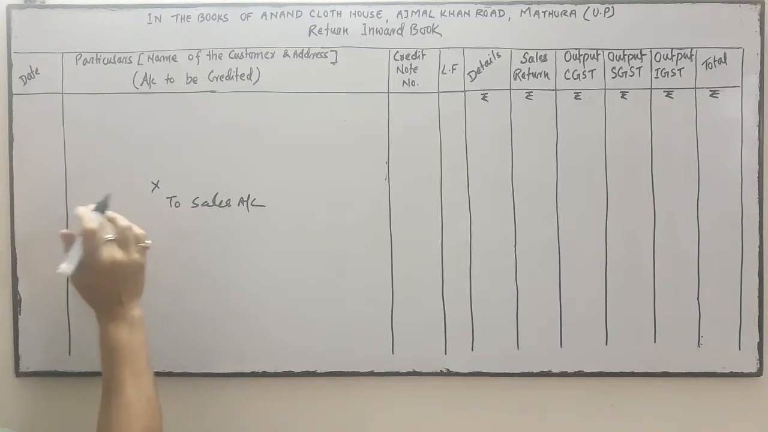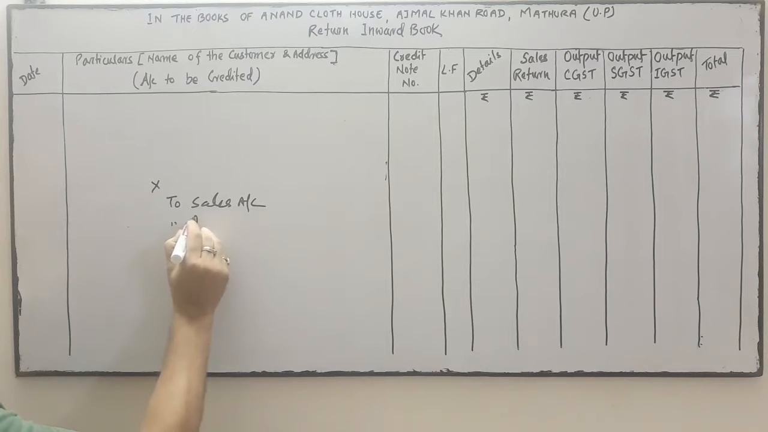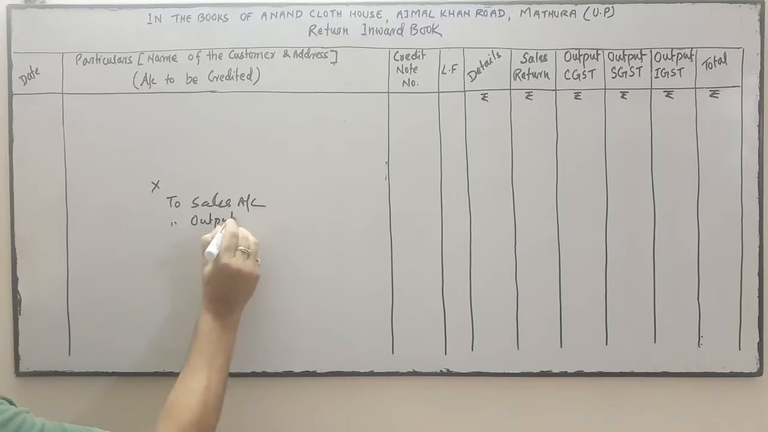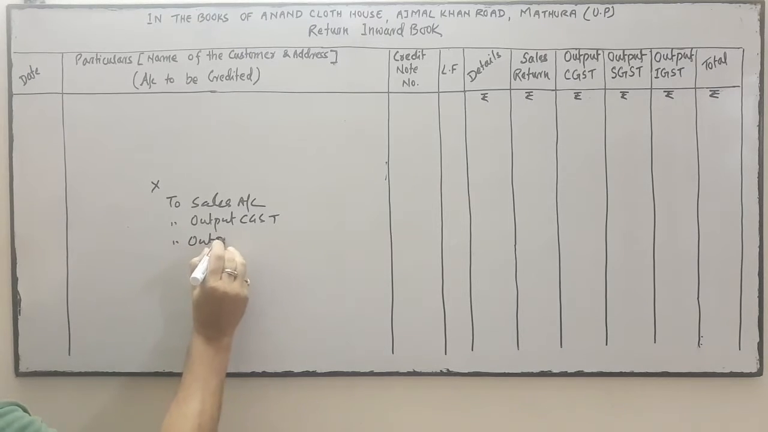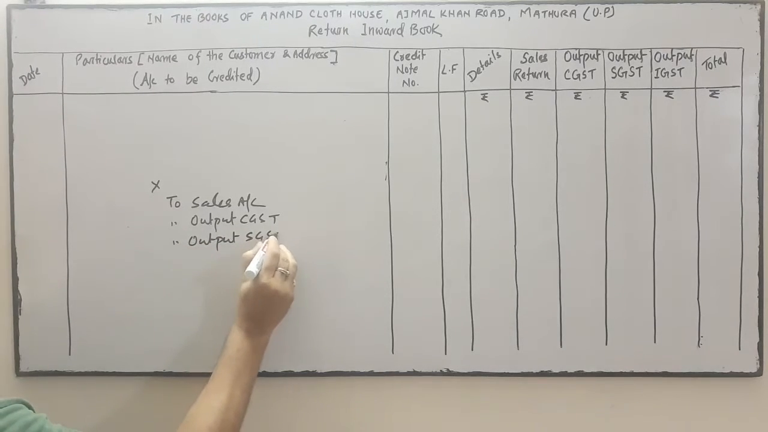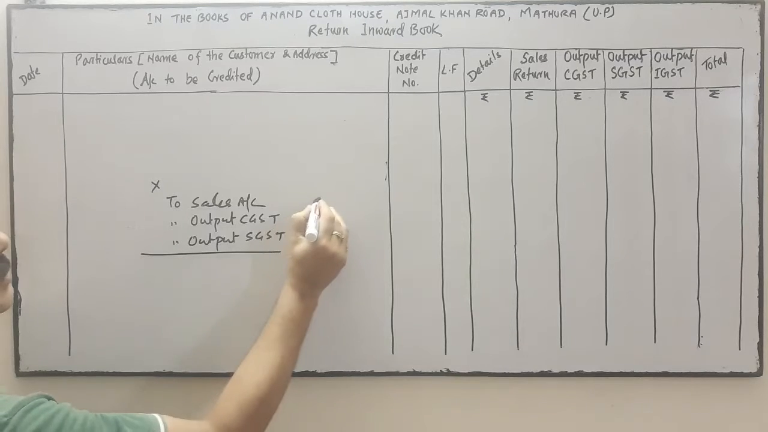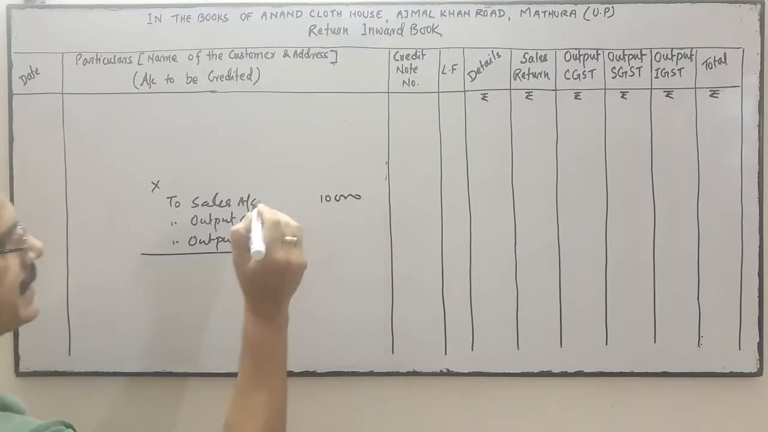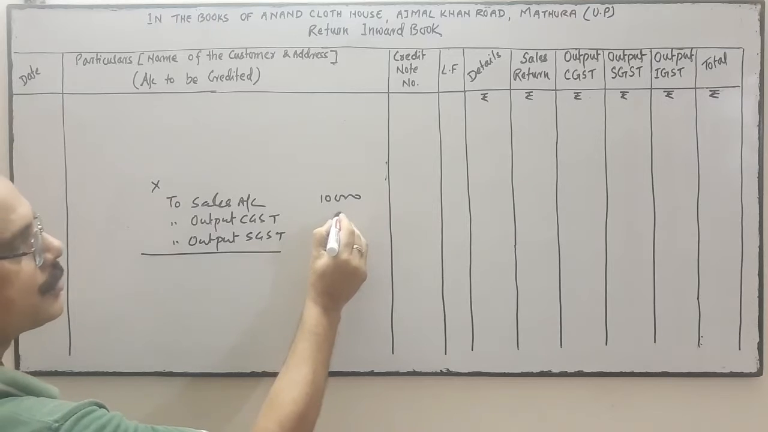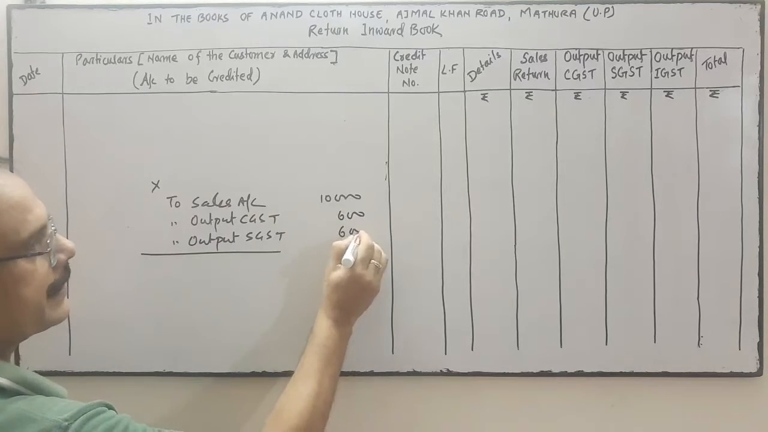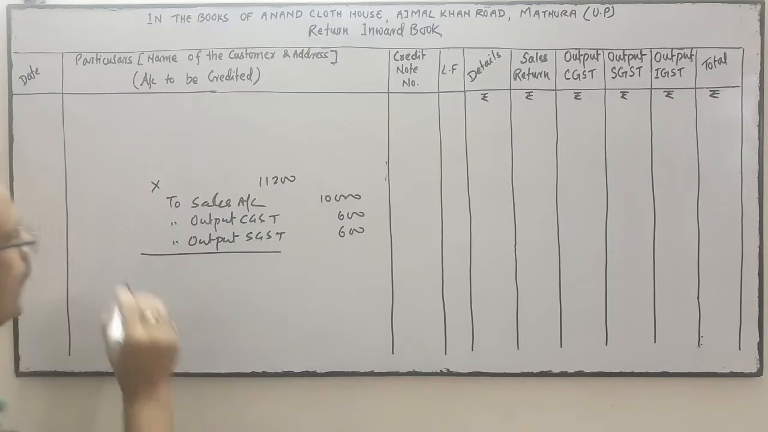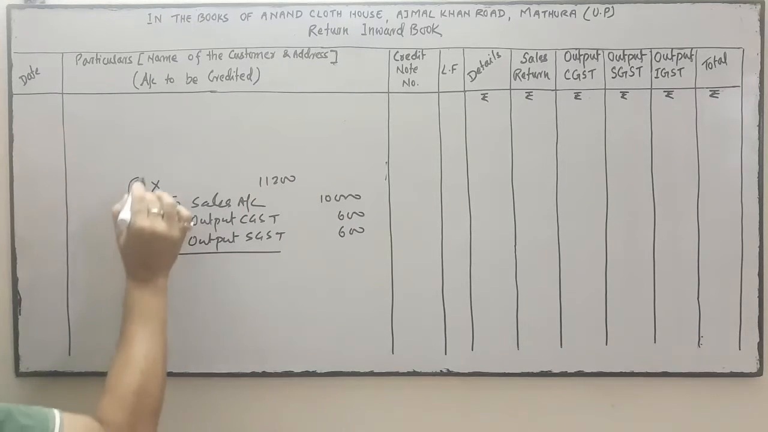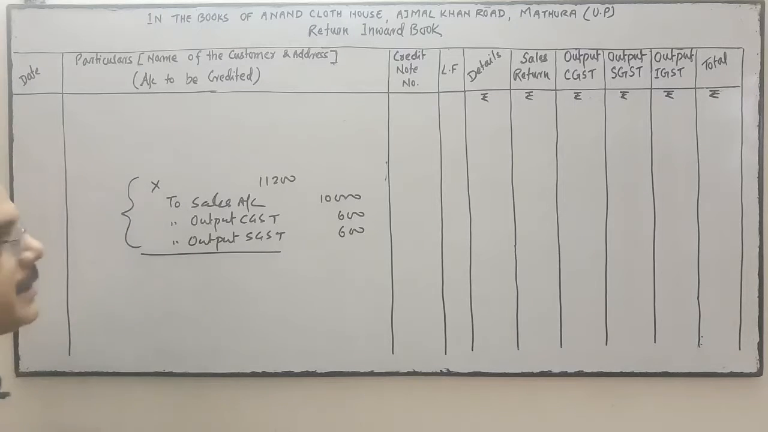And if it is interstate or intra-state, suppose it is within the state, then the entry is output CGST, output SGST. Suppose goods sold is 10,000 and CGST is 6%, so 600 and 600, so it is 11,200. Okay, when these goods are returned by X to whom we have sold the goods, he is the customer.